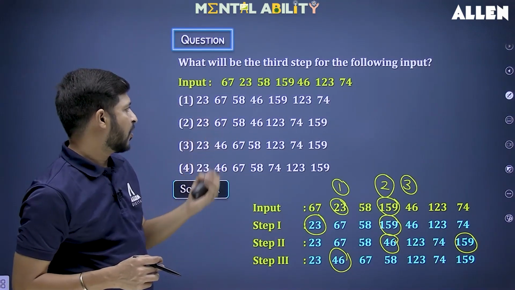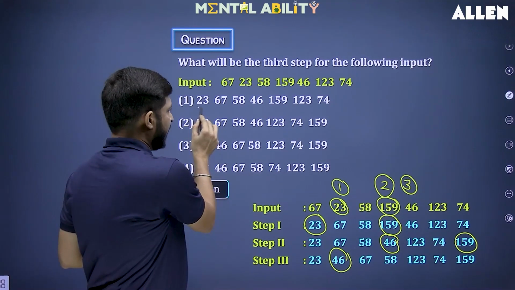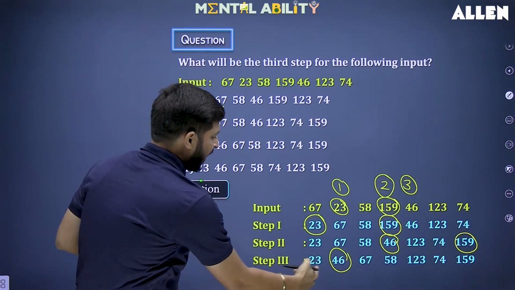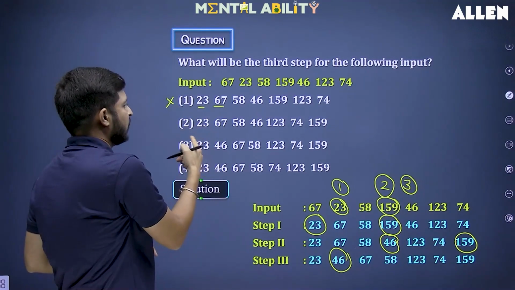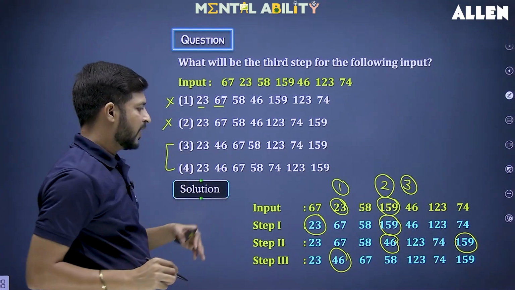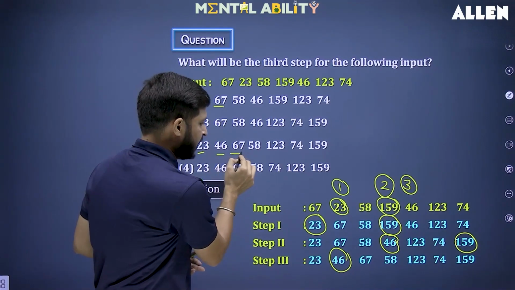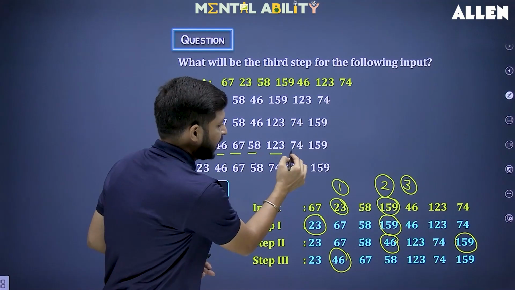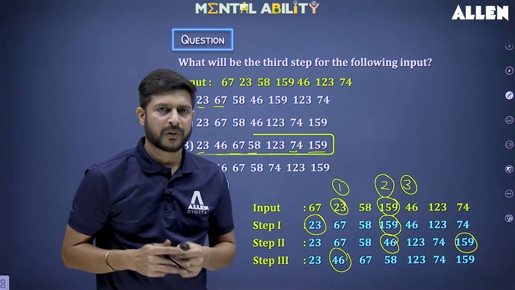Now you can observe the options over here. The first option says 2367, but as per step number 3, it should be 46 at the second place from the left. So this one is eliminated, the second one is also eliminated, and the third and fourth are possible. Now we have to check with the remaining numbers: 23, 46, 67, 58, 123, 74 and 159. So this will be the correct answer, which is option number 3.